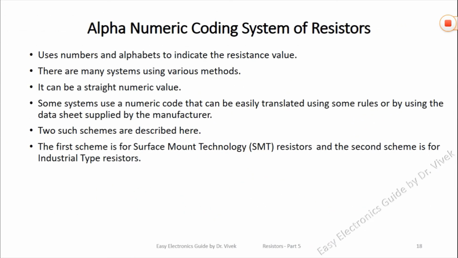Alphanumeric coding system of resistors uses numbers and alphabets to indicate the resistance value. There are many systems using various methods. It can be a straight numeric value or a numeric code. Two such schemes are described here. The first scheme is for surface mount resistors and the second scheme is for industrial type resistors.